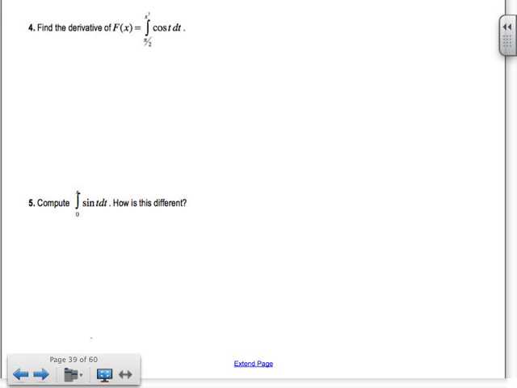All right, so this one, very quickly, you just plug in x cubed, so it's cosine of x cubed times 3x squared. That's it. So how about number 5? So compute 0 to pi of sine of t dt. How is this different than what we've been doing? Oh, x, sorry, I can't read it. I'm blind. So 0 to x of sine of t dt. How's it different? Nope. What is it missing?